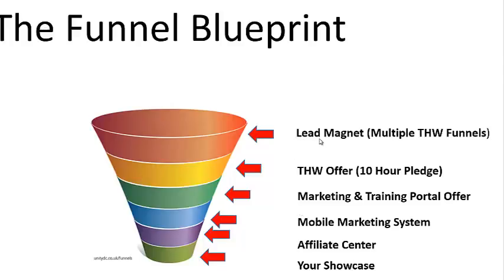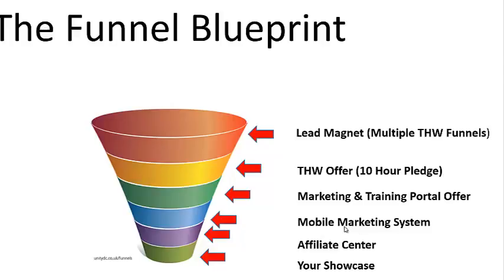The lead magnet, which is going to have multiple THW funnels. All right. The THW offer, which is going to highlight the 10-hour pledge, or 10 hours to 6 figures. Okay. The marketing and training portal offer, which is the actual funnel blueprint. This is where people will actually get the funnel blueprint, because the funnel blueprint is going to give them the sales funnels. It's going to give them the rest of what you have down here.